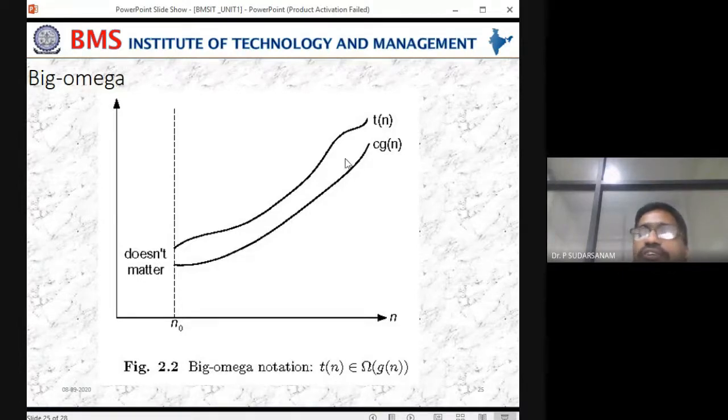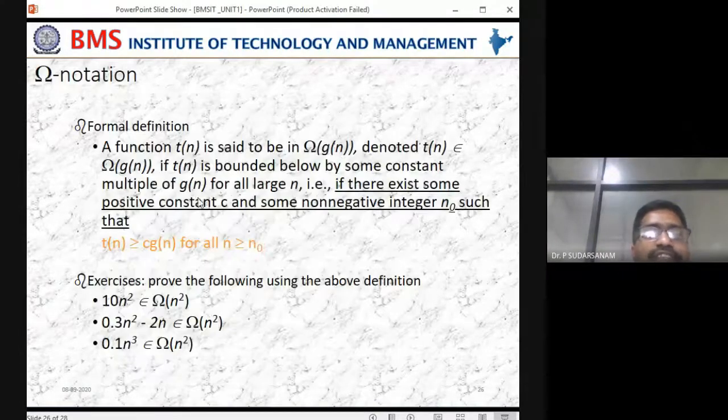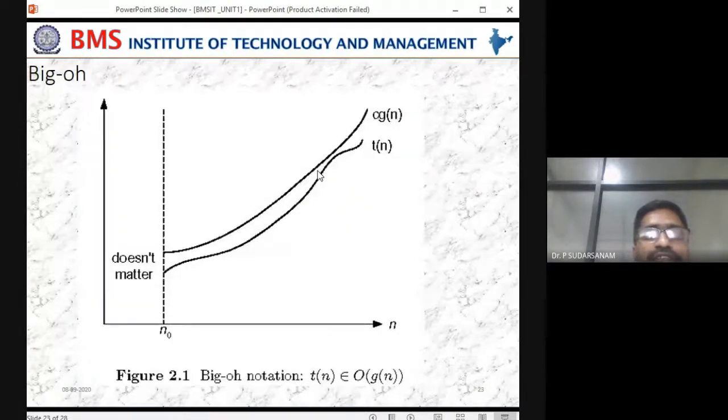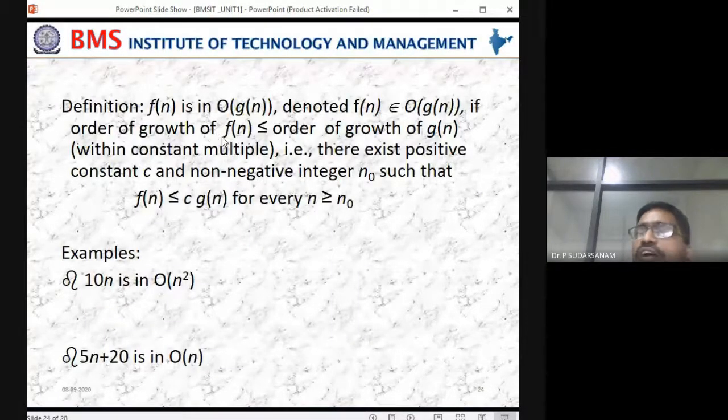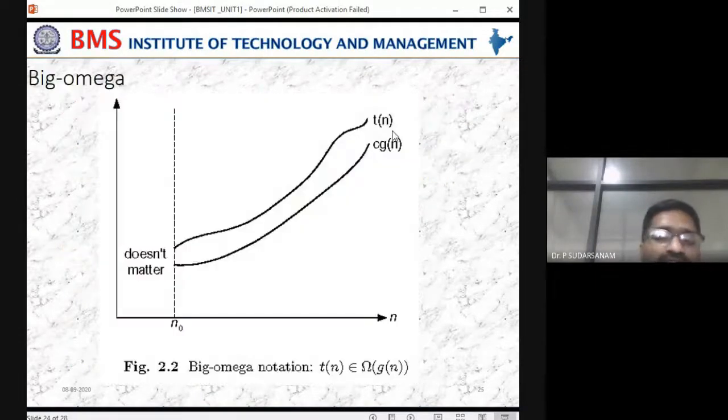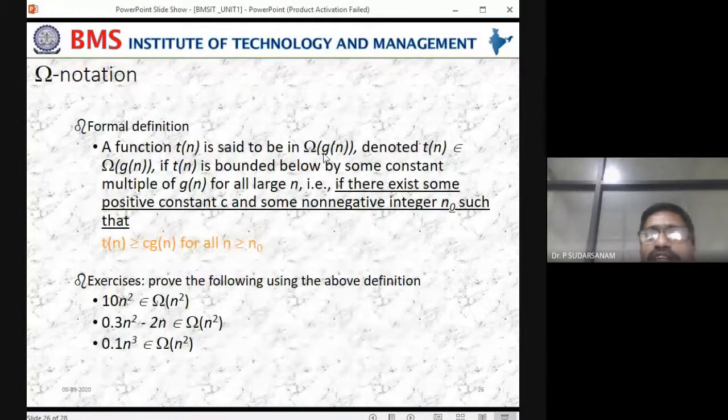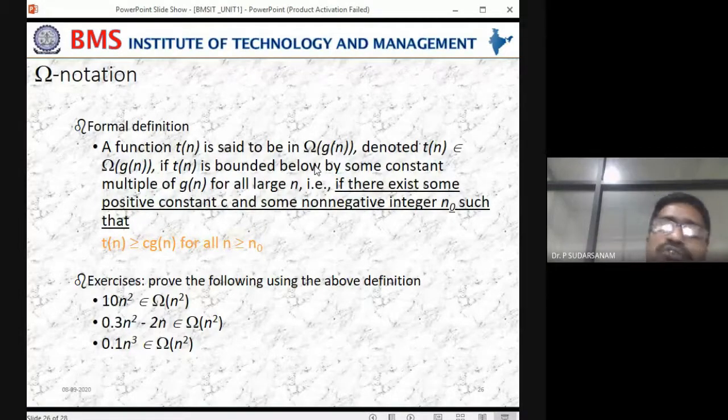By seeing the diagram I told you. Now let us go for the definitions as we have written them. A function t of n is said to be order of g of n, and that is denoted in a similar way to what you have written here. How you write the definition is left to you. Here they have written f of n is in order of g of n, and now directly a function t of n is said to be omega of g of n. You can write it in any order, no problem. That is denoted by t of n belongs to omega of g of n.